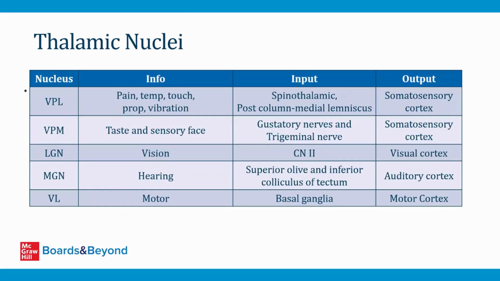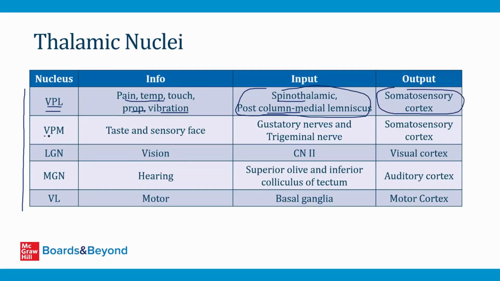So on this slide, I've made a table with the 5 important thalamic nuclei and some detail on what the function of each of these nuclei is. So let's go through them one at a time. We'll start with the ventral posterolateral nucleus of the thalamus. It receives sensory information for all regions of the body except the face on pain, temperature, touch, proprioception, and vibration. So this sensory information is coming from the spinal cord, from tracts like the spinothalamic tract and the posterior column medial lemniscus. The information in these tracts from the spinal cord is going to synapse on nuclei in the VPL region of the thalamus, and then from there, other neurons are going to transmit that information to the somatosensory cortex.